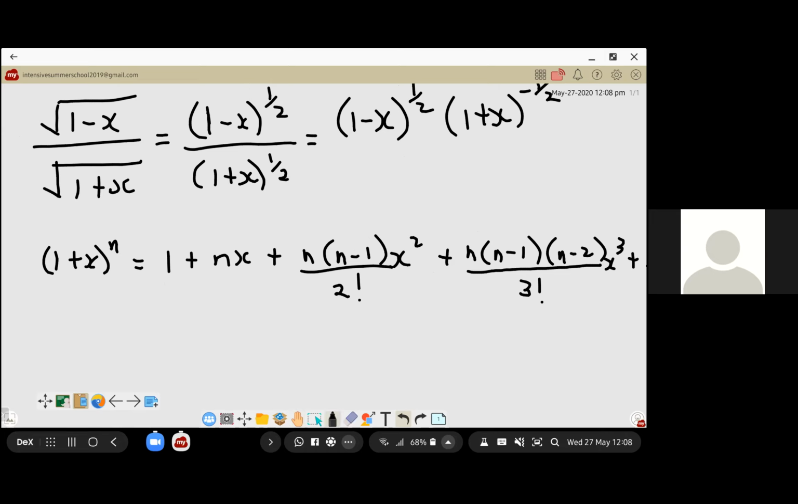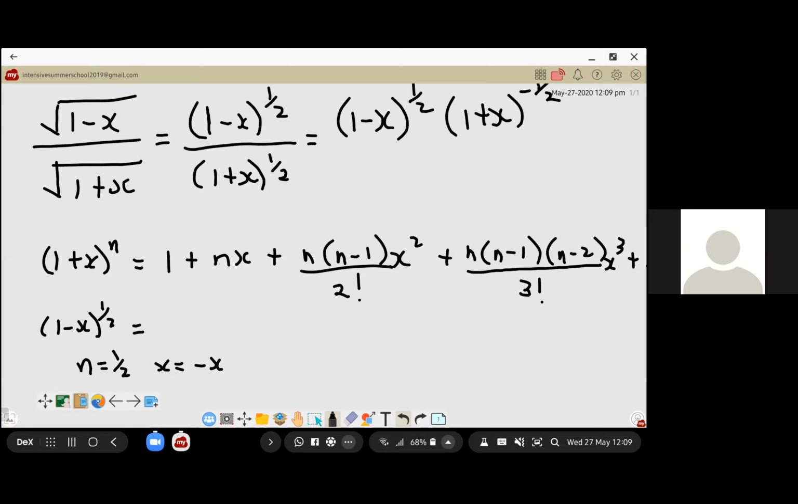Yes. So (1 minus x) raised to the power half is going to give me what? My n is equal to what? Half. And then x is equal to what? Negative x. Good. x is equal to negative x. Take note. x is equal to negative x. x is not the same as x.